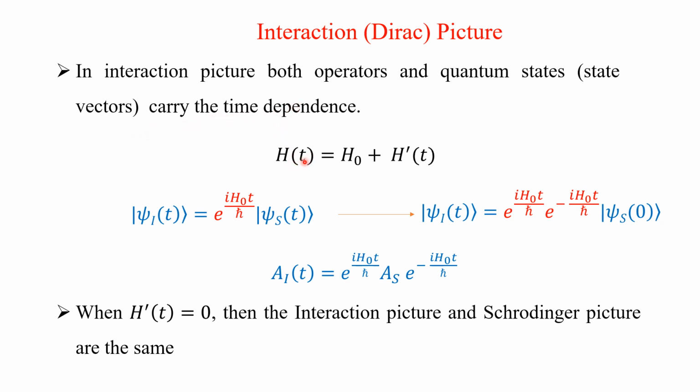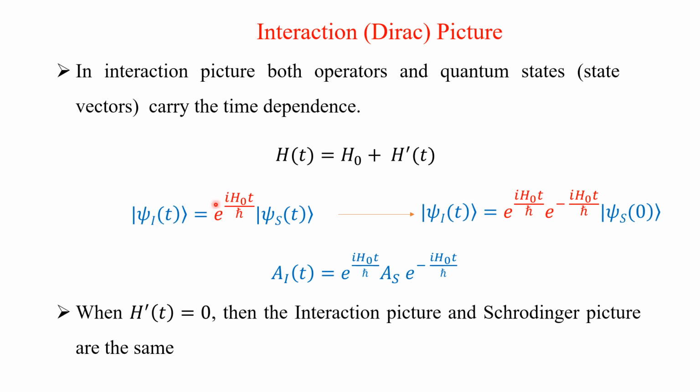So the Hamiltonian, which depends on time, can be separated into two parts. One is H naught, and the other one is H prime, which depends on time. H naught is independent of time, it is easily solvable. And one more important point, you must note that in the interaction picture, both the Hamiltonian and wave function depend on time.